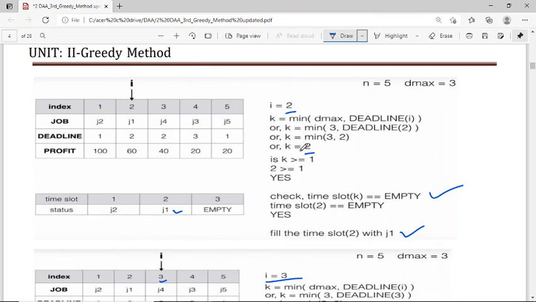Okay. And K is equals to 2. Why are we taking 2 here? This 2 is this one, and this deadline 2 is here. This is the deadline. K greater than or equal to 1. Whatever the K is, 2. Yes, that is greater than 1. Yes. Check time slot K. So what is K? It is 2. Check the time slot 2 is empty. Yes, that is empty. Fill the time slot 2 with this job 1.